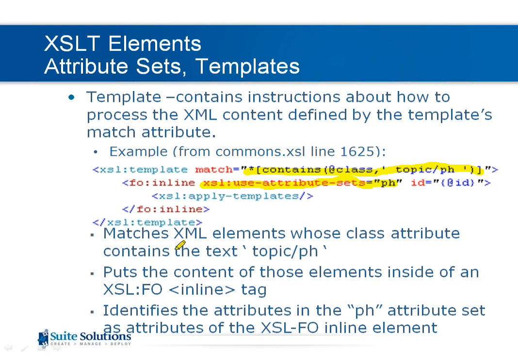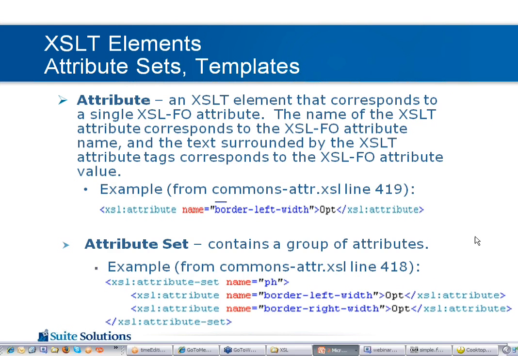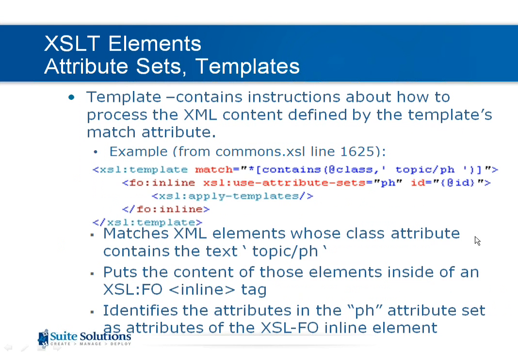So that's what I wrote here. This template matches XML elements whose class attribute contains a text of topic PH, and it puts the content of those elements inside of the XSL FO inline tag. That's this. And then it pulls the attributes from that PH attribute set. If you remember in the previous slide, it was pretty boring. It just talked about border-left-width and border-right-width being 0. So here in the template, it's saying for any phrase element, make the border-left-width and border-right-width 0 as defined in the PH attribute set.